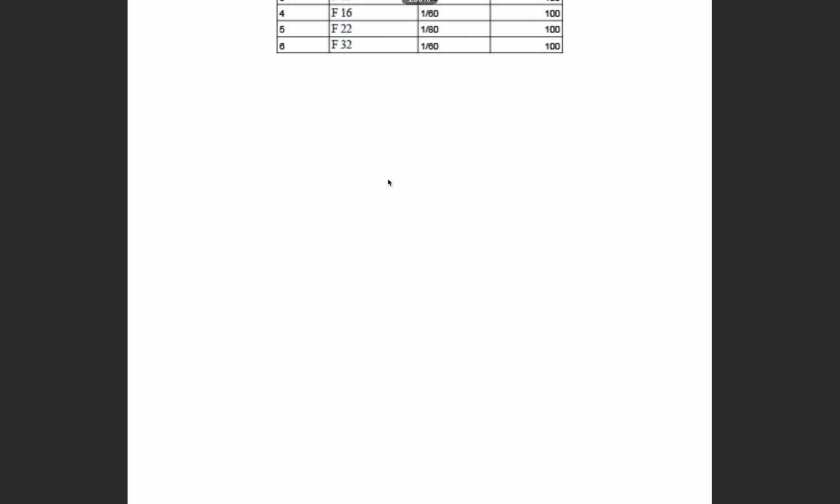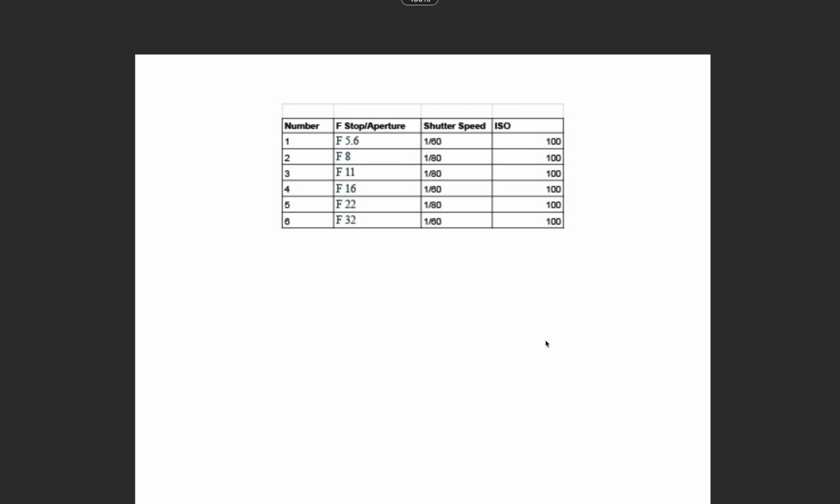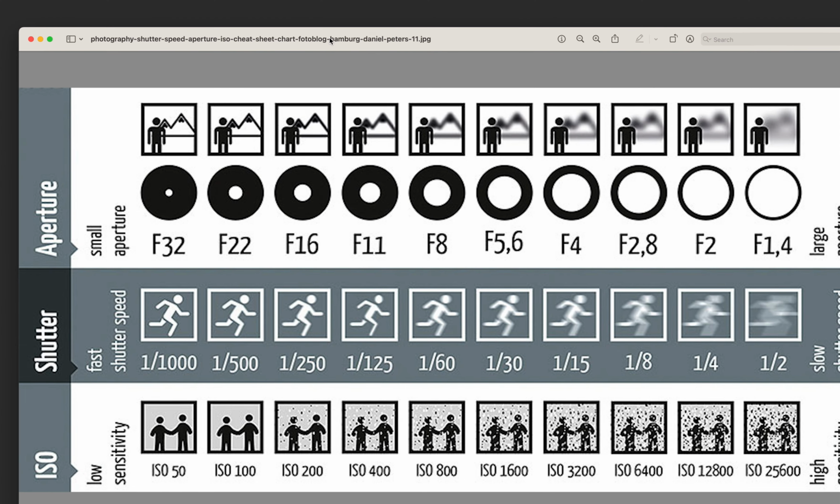Now, every image that you submit has to be correctly exposed, but we can see here by looking at this person's table that the f-stops are right, but the shutter speed really hasn't changed very much, and the ISO is staying the same. And what that means is, as that person goes through their f-stops, they're getting less and less light. So we look at this f-stop chart.